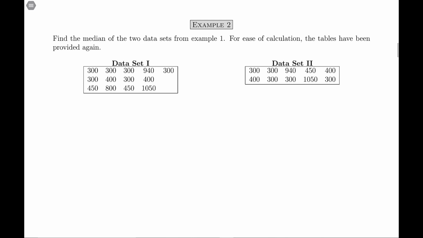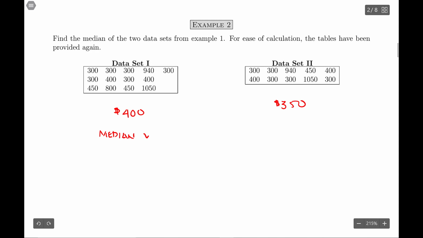So for the first one we have $400, and for the second one it's $350. And again, in this case it's the median weekly income, and that's the same interpretation for both. So for the first one, $400 is the median weekly income, and for the second set, $350 is the median weekly income.